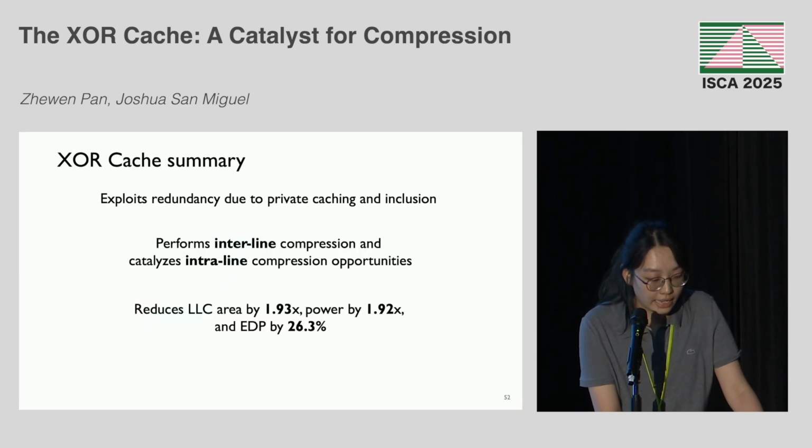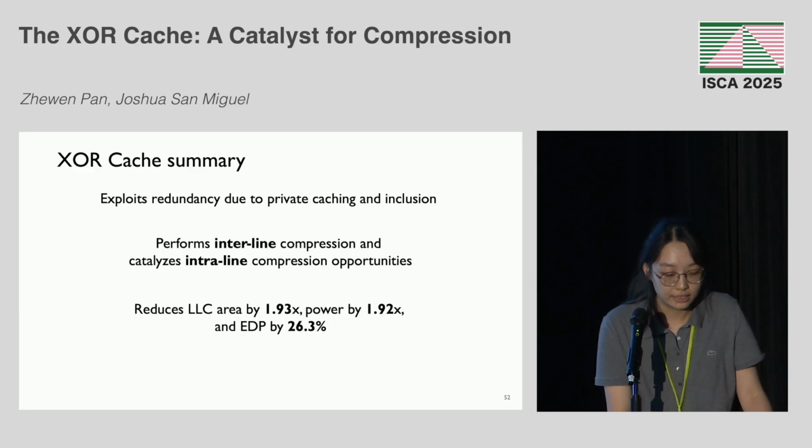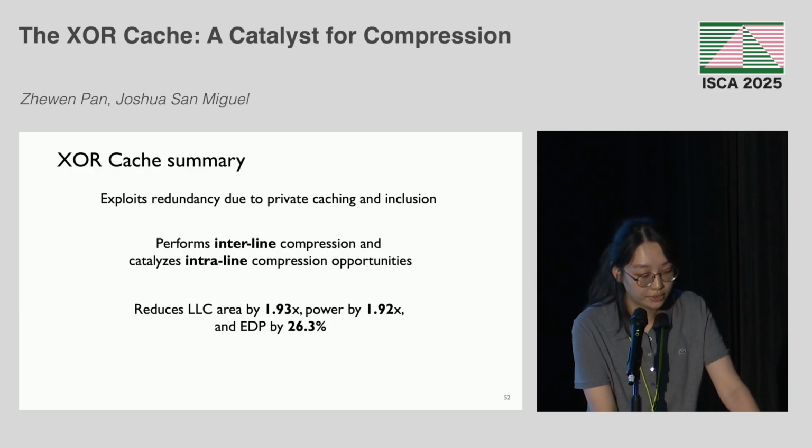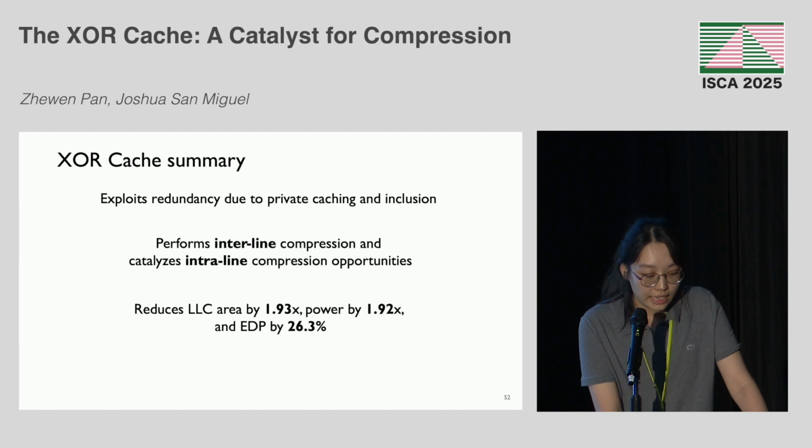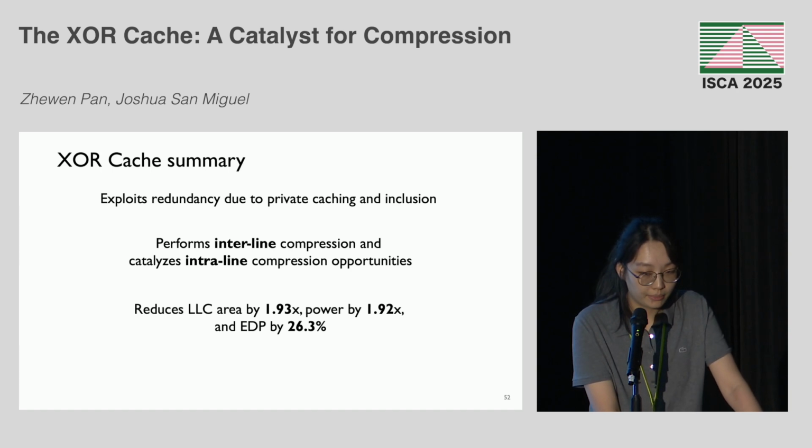To sum up, XOR cache exploits redundancy due to private caching and inclusion. It performs interline compression and catalyzes intraline compression opportunities. It reduces LLC area by 1.93x, power by 1.92x, and EDP by 26%.